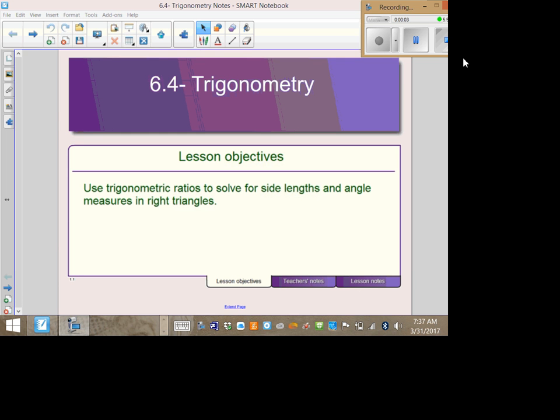Today we will be looking at trigonometry. So in 6.4, the objective is to use trigonometric ratios to solve for side lengths and angle measures in right triangles. So let's take a look here.